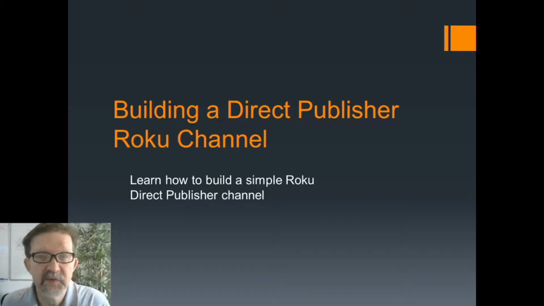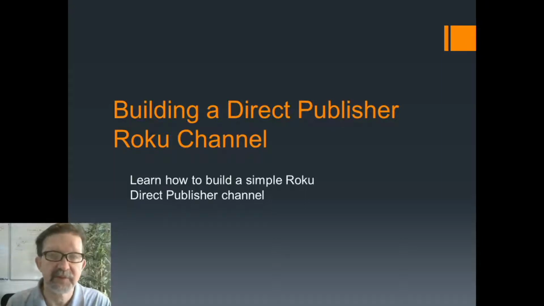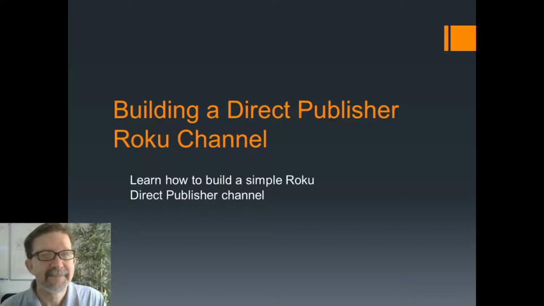Okay, we're finally to the part in our process after we've prepared our graphics for Direct Publisher, and we've also prepared our JSON data file for Direct Publisher, and we've uploaded that data file to our website, and we know the URL of it. We are finally ready to go ahead and start building a Direct Publisher Roku channel. So now we're going to go into our Roku account and we're actually going to start building that channel.